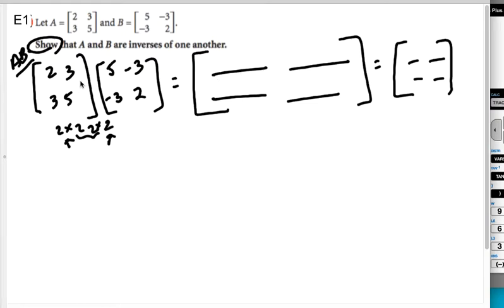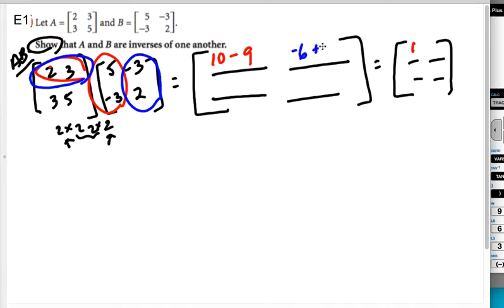So to get this first spot, I'm going to do row 1 times column 1. 2 times 5 gives me a 10. 3 times the negative 3 gives me a negative 9. 10 minus 9 is a 1. To get the next spot, I'm going to do row 1, column 2. Well, that's 2 times negative 3, which is a negative 6. 3 times 2 is a positive 6. Oh, look, that's a 0. How convenient.